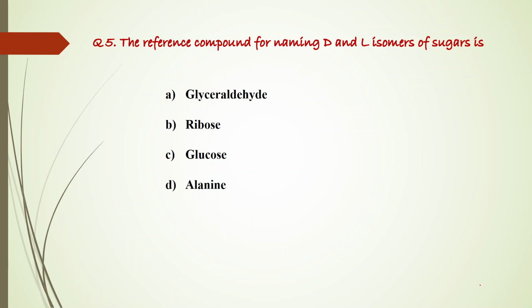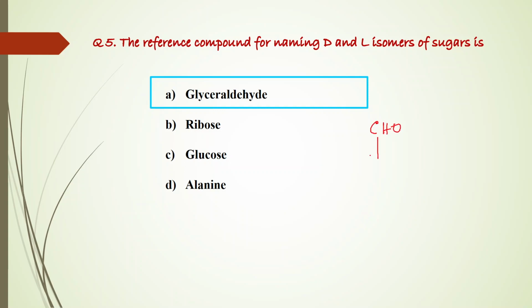Okay. Yes, absolutely correct. The correct option for this is glyceraldehyde. So what was our thing? You have a CHO group, you have a HOH and a CH2OH. Again, I can write this structure as CHO, HOH, CH2OH. So these are the two isomers that I can draw for glyceraldehyde. So what was the idea behind D and L nomenclature?